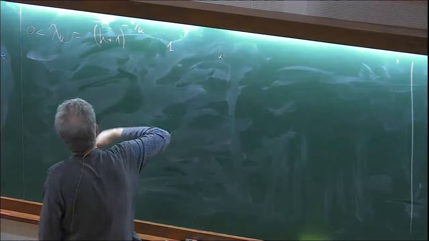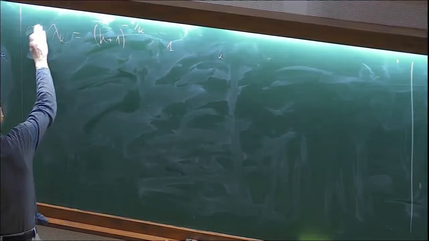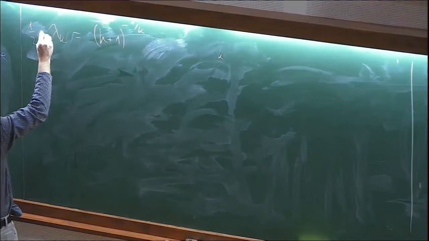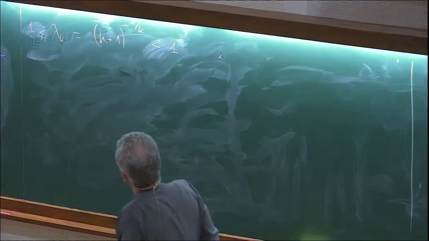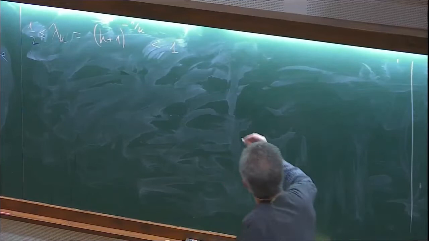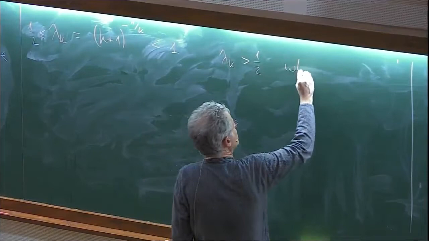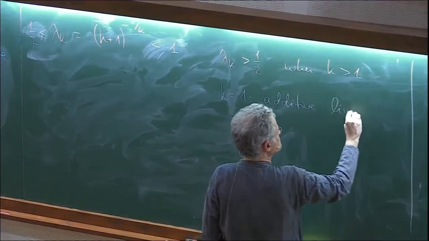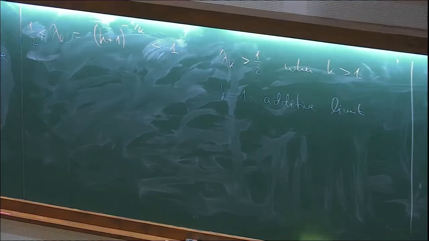It's between 1 half and 1. That's what I mean. Right, this is the right thing to say. And it's equal to 1 half when K is equal to 1, right? And it's always greater than 1 half when K is greater than 1. So K equal to 1 is the additive limit, right? If each block is just a single locus, then we have the additive limit again. Okay.